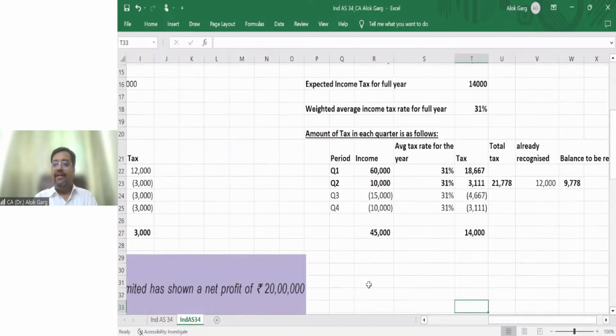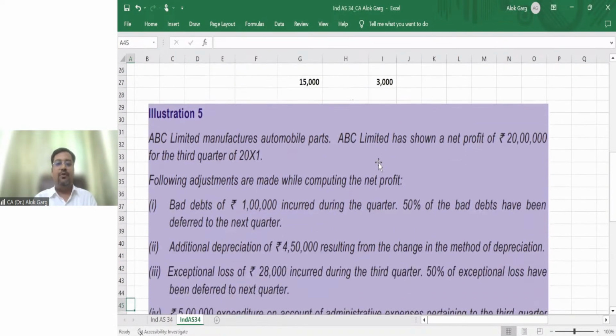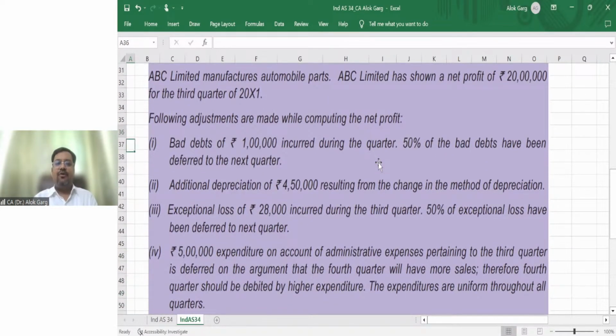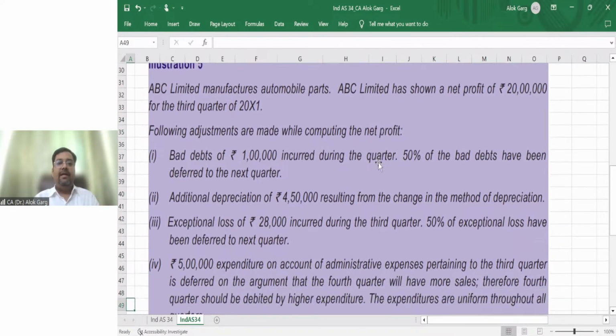Thank you. Friends, now let's discuss one more important illustration from the Institute study material, illustration number 5, right? As far as concept is concerned, we have completed all the concepts. Illustration number 5. ABC Limited manufactures automobile parts. ABC Limited has shown a net profit of rupees 20 lakhs for the third quarter of 2001. So the net profit is 20 lakhs for the third quarter 2001.